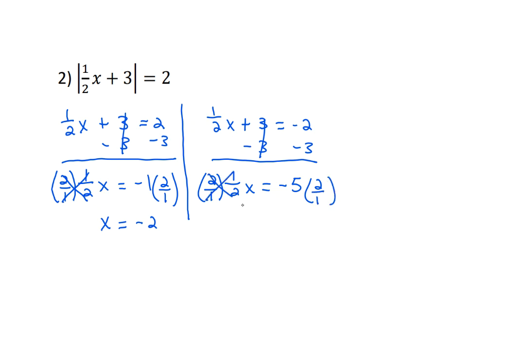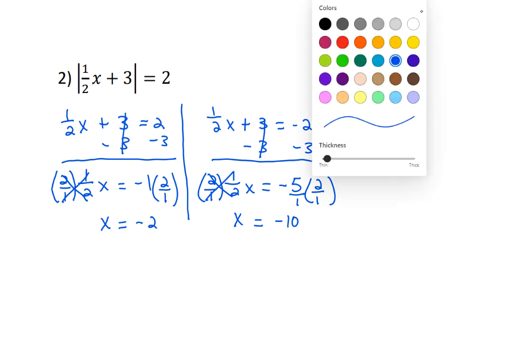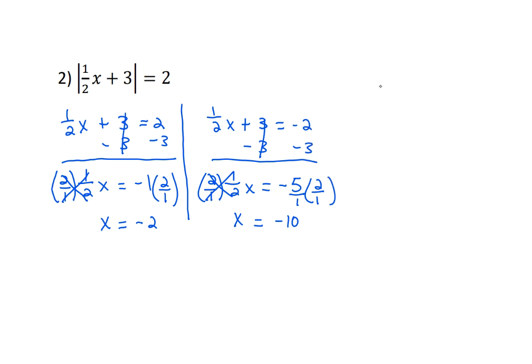This would turn into 1x is equal to negative 5 times 2. That would be negative 10 over 1, which is just negative 10. Okay, so let's check and make sure that these work in our absolute value equations.